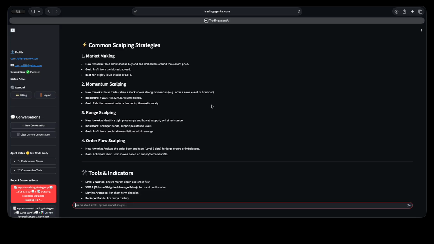And then momentum scalping is entering trades when a stock shows strong momentum after a news event or a breakout. Indicators include VWAP, RSI, MACD, and volume spikes. The goal is to ride the momentum for a few cents, then exit quickly. So typically these are for micro cap, small cap stocks. They can be used for larger cap stocks too, but those require more capital and a higher risk.